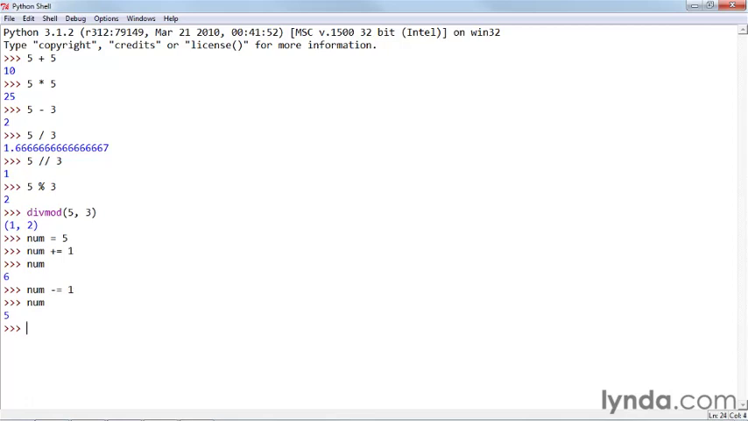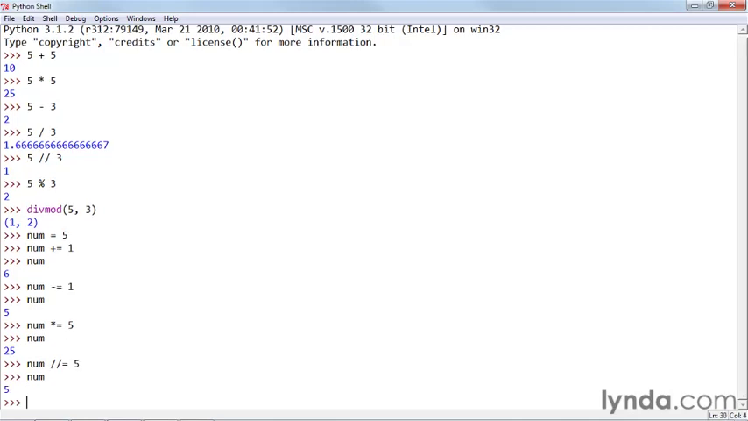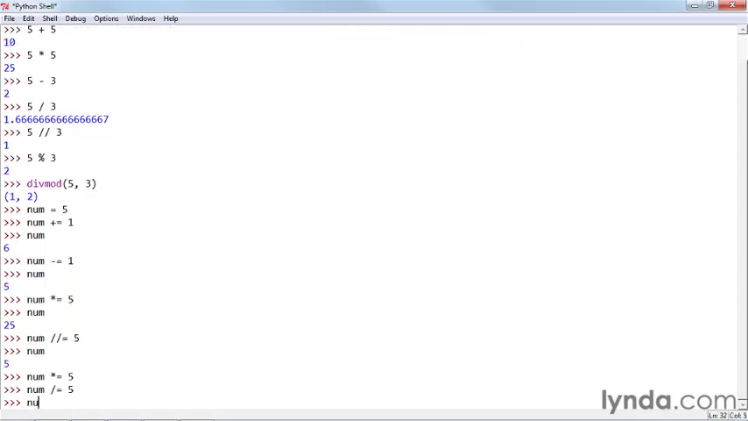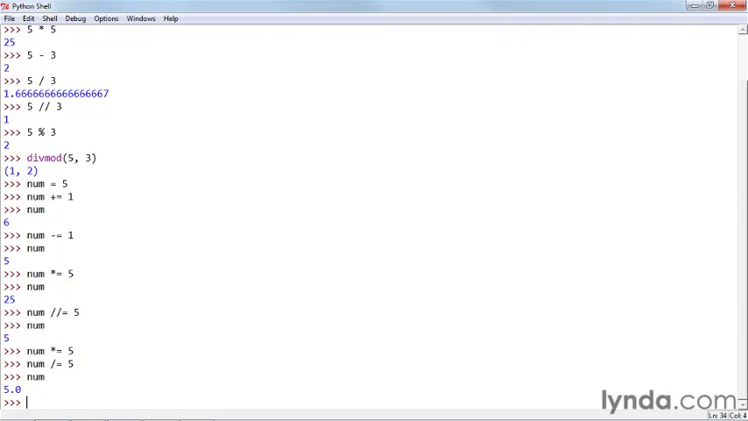And there's also a multiplication and division form of these. So if I say num times equals 5, I get 25. If I say num floor division equals 5, then I get the integer 5. And of course, if I say num times equals 5 again, and then num with one slash, div equals 5, then we'll get the floating point version 5.0.